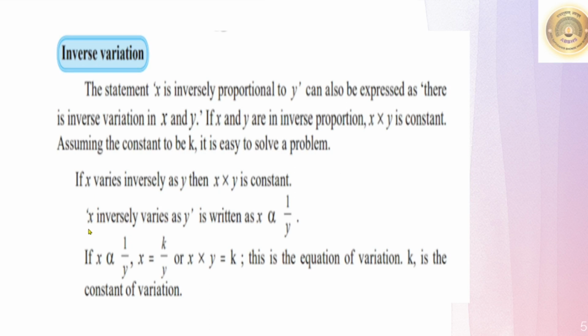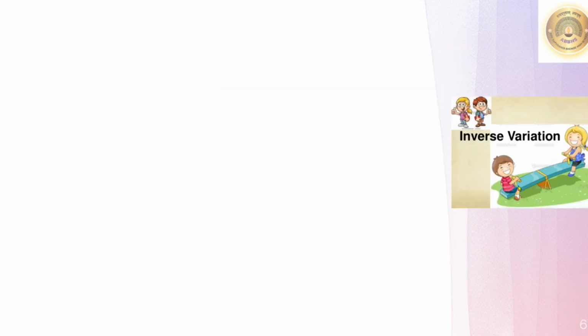Now how will you write inverse proportion? x inversely varies as y is written as x proportional to 1 upon y. So x is equal to k upon y, or x y is equal to k, is the equation of variation, where k is the constant of variation. So inverse proportion is something like a seesaw. In a seesaw, when one child goes up, the other child comes down.